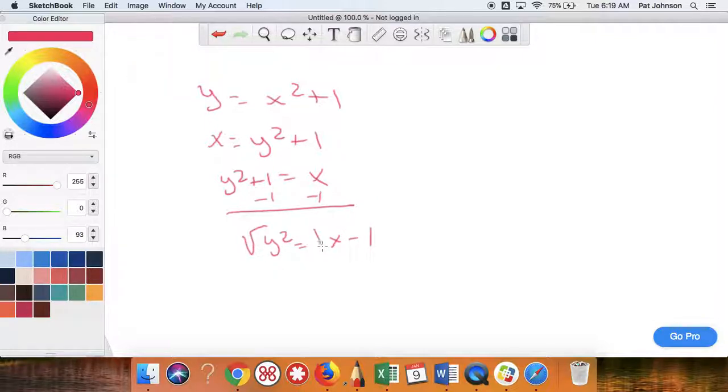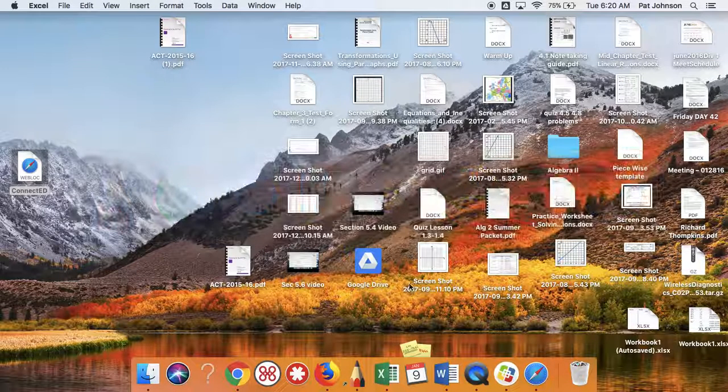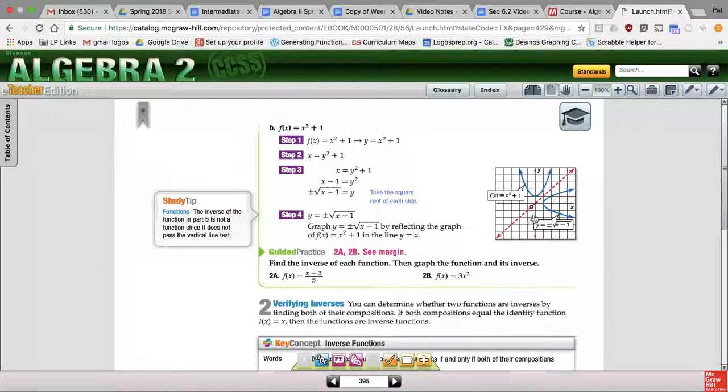But I need to solve for y, so I have to take the square root. Remember, when you're solving the equation and you take the square root, you get two values, plus or minus the square root of x minus 1. Remember, this is a square root function. It moves to the right 1 unit, and it does this, the positive. But when it's negative, it's a reflection, and it's going to do this. So if we were to graph, we have two different functions there. So we have to graph both of them, okay?